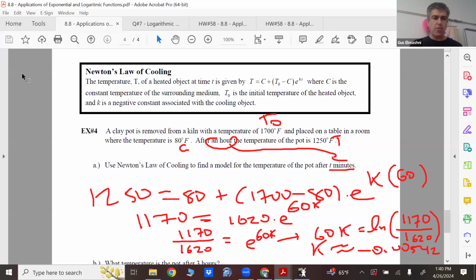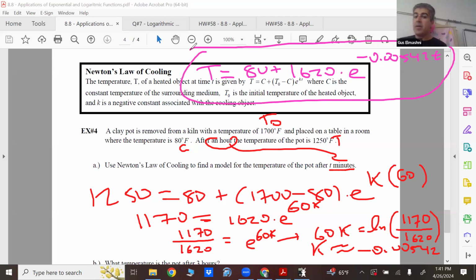So now our formula is this, right? It's going to be T equals 80 plus 1620 times e^(-0.00542 t), with little t. That formula will help us to determine how long it takes to reach a certain temperature for this clay pot that's being removed from a kiln.